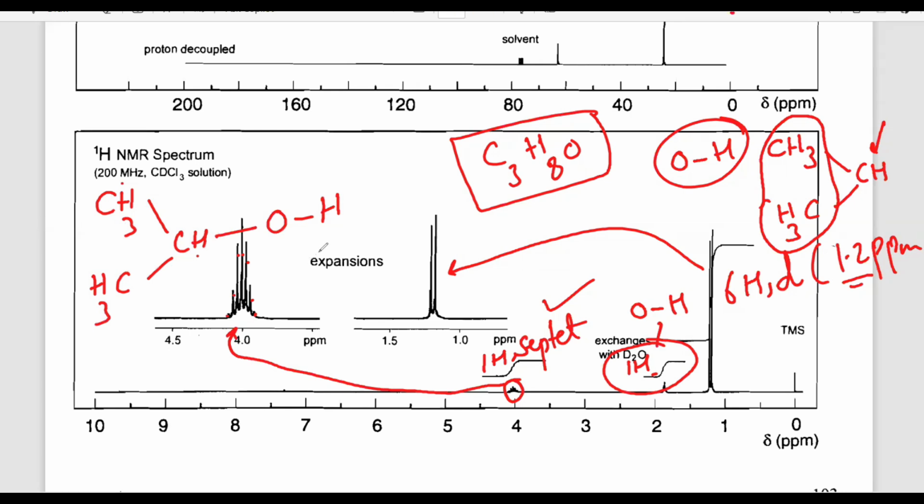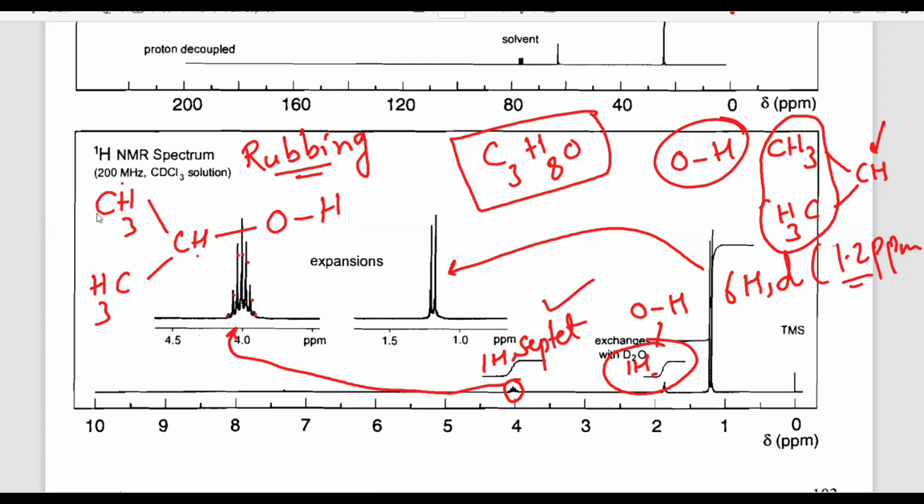This compound is known as isopropyl alcohol or 2-propanol. Isopropyl alcohol is also known as rubbing alcohol. This is the same alcohol which the doctor uses after an injection to rub your skin. It is used as an antiseptic material.